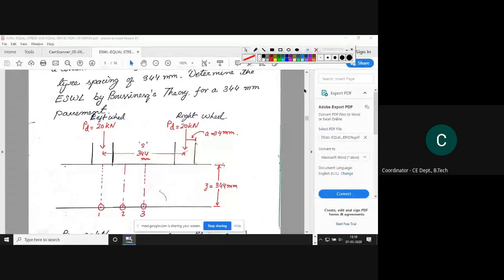No, see, don't consider this s. Just forget this s. Now you know this distance. Center to center means this distance you know. So using this distance, we have to estimate this distance, and we have to estimate this distance.